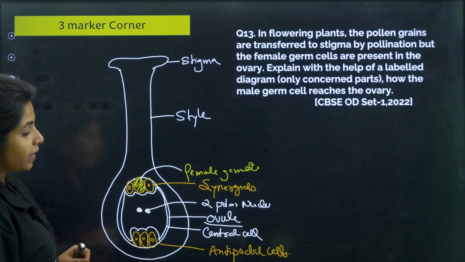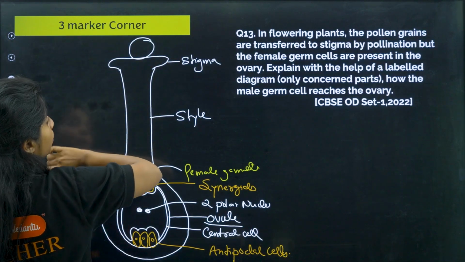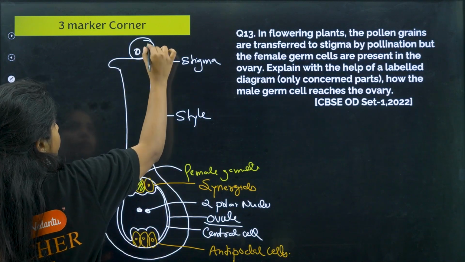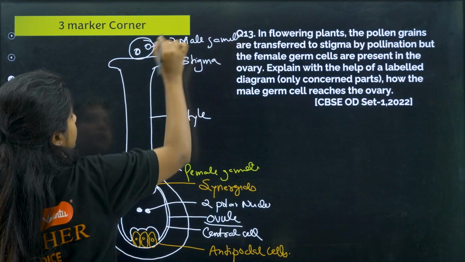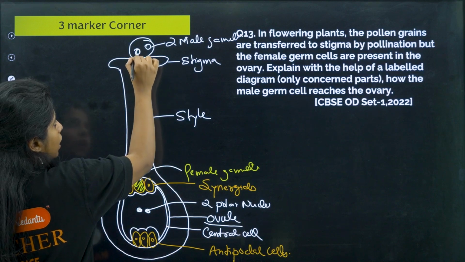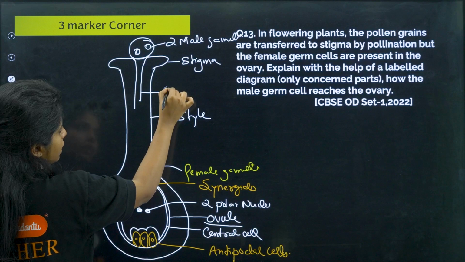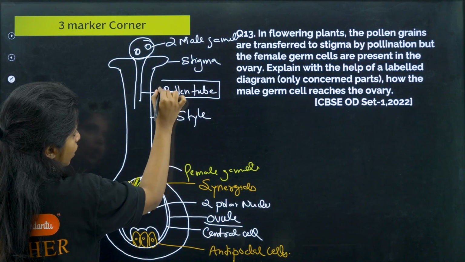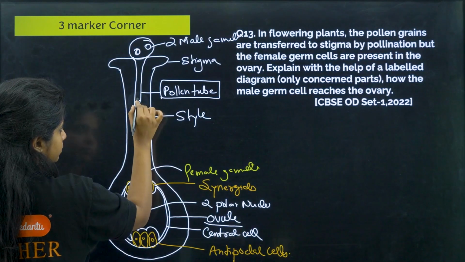Okay, now listen to me. What happens is that the pollen grain comes and lands over this. The pollen grain will have 2 male gametes. Later, because of the chemicals being released over here, the pollen grain germinates, forming something known as the pollen tube. This is the pollen tube. Now the pollen tube comes over here.